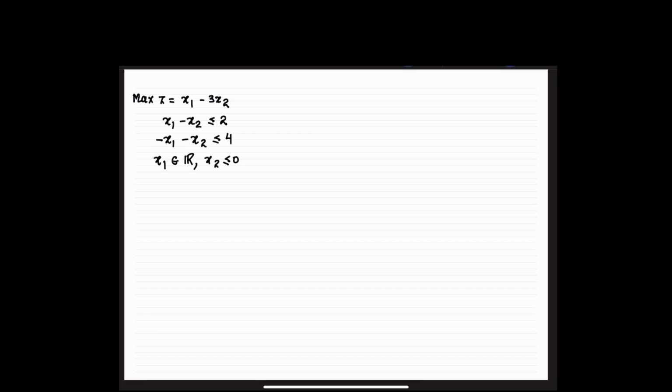So let's see this problem. In this problem, the variable x1 is given as unrestricted and the variable x2 is given as non-positive. So just solve this using the graphical method.